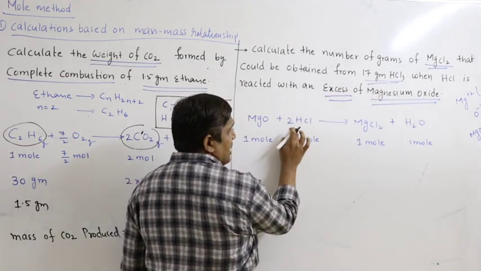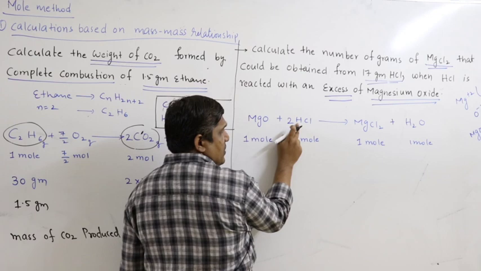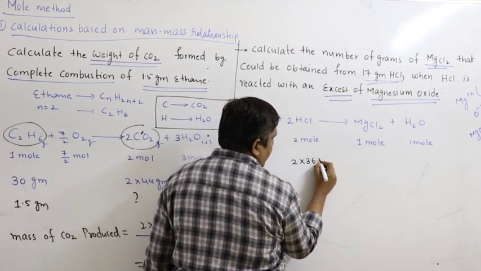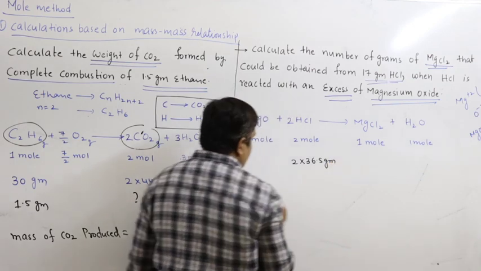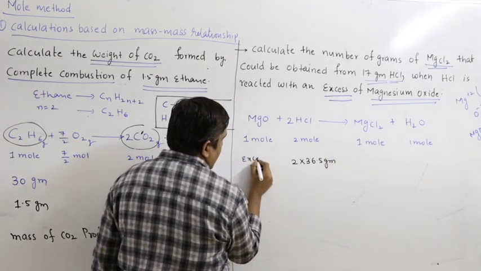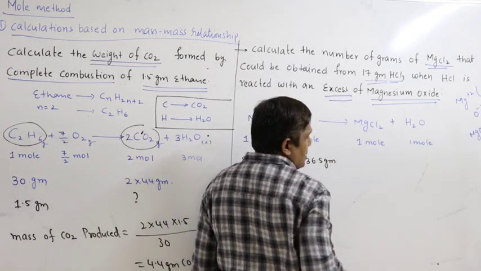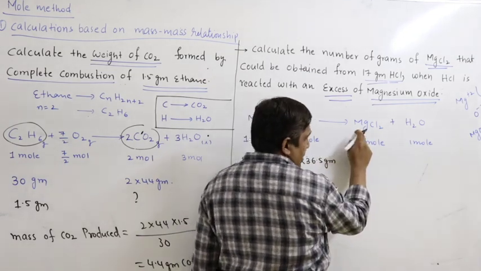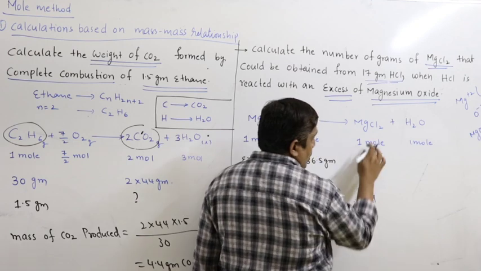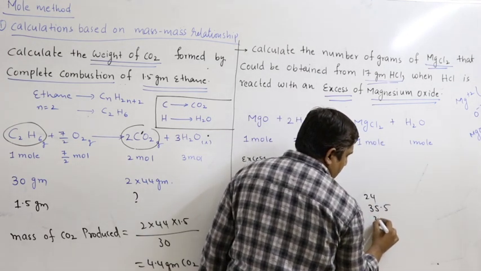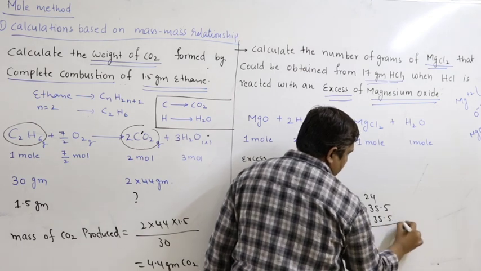2 moles, what is the molecular weight? 35.5 plus 1, 36.5. So 2 into 36.5 grams of HCl. Remember, this is in excess, MgO, so you should not worry about this. Gives 1 mole of magnesium chloride. Magnesium atomic weight 24, chlorine atomic weight 35.5. There are 2 chlorines, so 2 into 35.5.